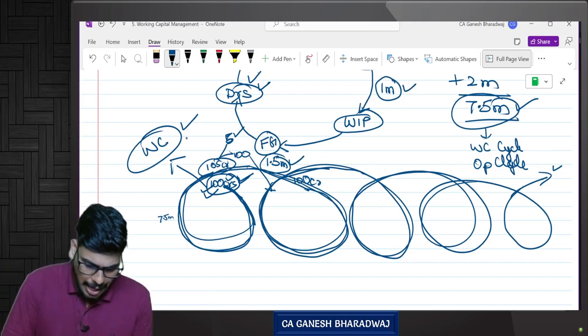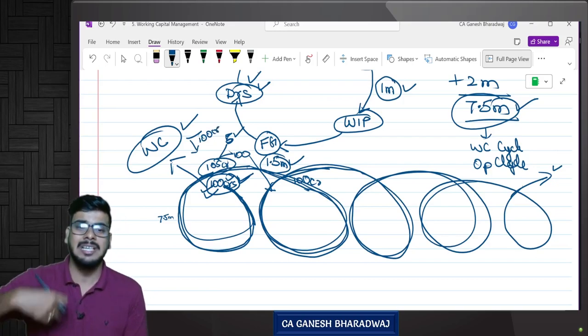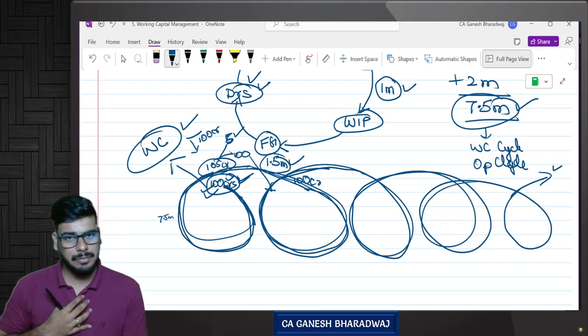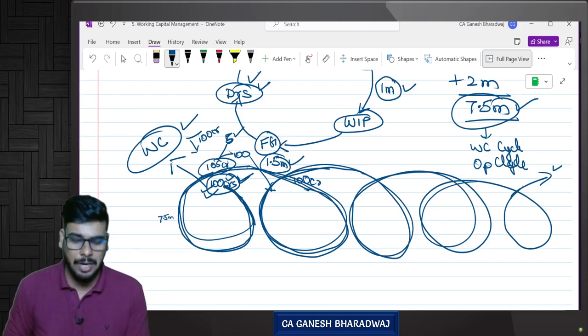So the moment I borrow this 100 crores and introduce it into the business, it always remains in the business. Now, I need 100 crores. For what? For my working capital, day-to-day functioning. Now, how can I get this 100 crores?